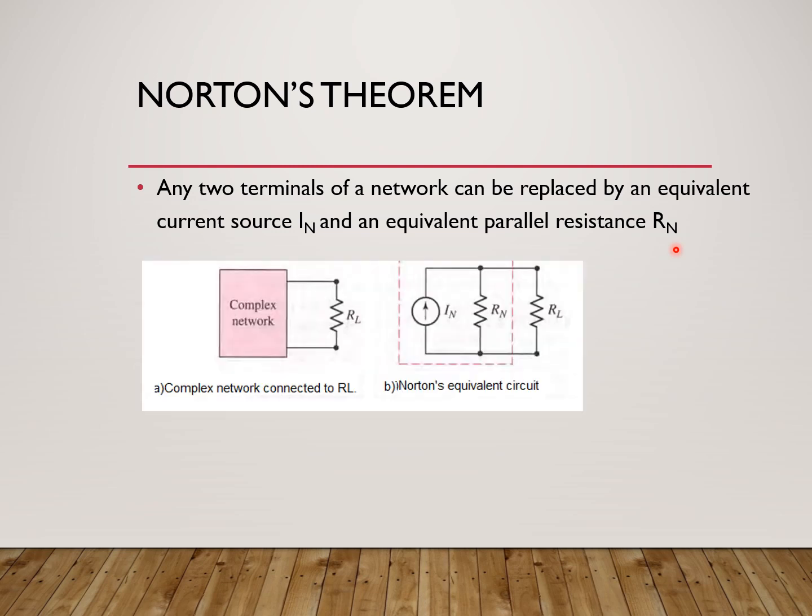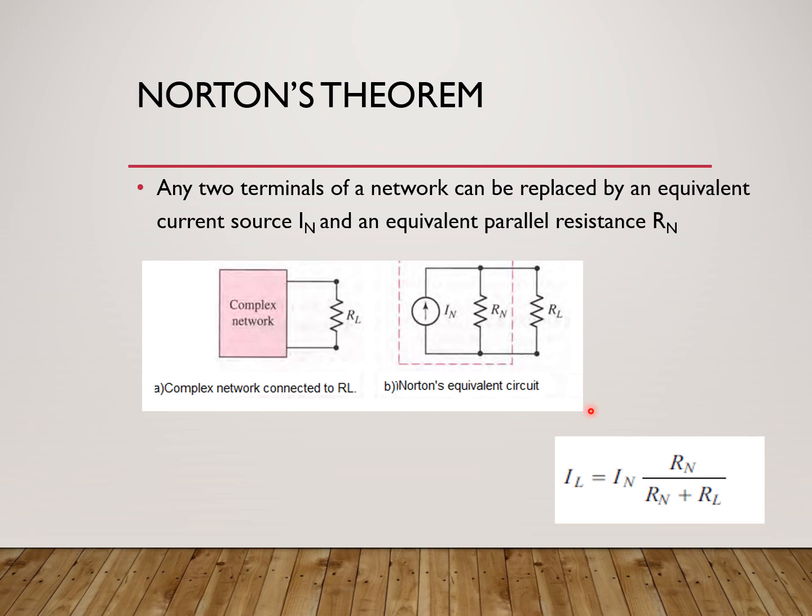We'll see that. So this is a complex network with the load resistance connected. In Thevenin's theorem, we were replacing this with a series circuit. Now here you can see there is a parallel circuit where there is a current source in parallel to a resistance. Current source is called Norton's current source. The resistance is called Norton's resistance, and these are connected in parallel to the load resistance.